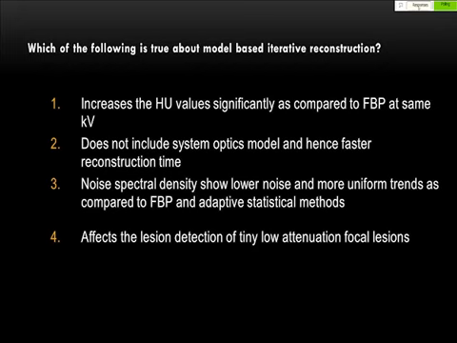Which of the following is true about model-based IR? I'm referring to GE's Veo. First response: increases the HU value significantly as compared to filtered back projection at the same kV. Second one: does not include the system optics and hence faster recon time. The noise spectral density shows lower noise and more uniform trend as compared to FBP and ASiR, and affects lesion detection on tiny attenuation focal lesions.